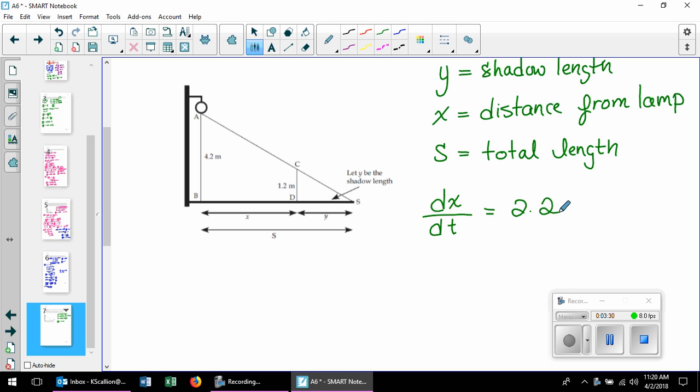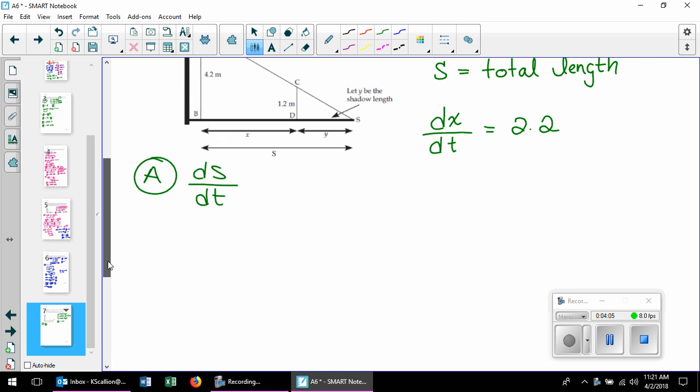So in part A, are we solving for dx or are we solving for dy? Okay, I want you to read B. At what rate is the length of his shadow changing when he's 2.5 meters away from the post? So what does variable y stand for? The shadow length. So that's what we're solving for in B. So in A, we're solving for dx over dt. And part B, we're solving with the shadow, so that would be dy over dt.